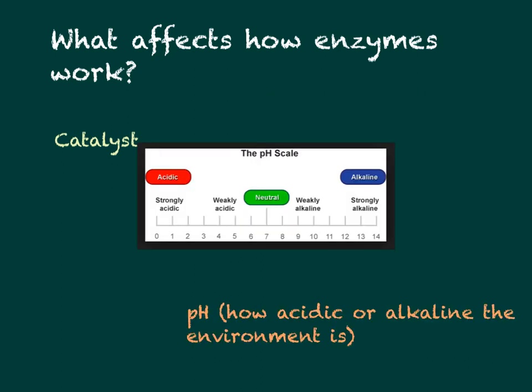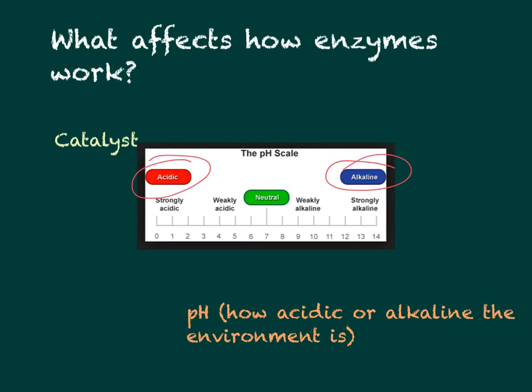The final thing that can affect how enzymes work is the pH. You learned a little bit about pH last year, and you might have learned about it in other science classes, but pH is basically a measurement of how acidic or how alkaline something is. And the environment is what we're talking about for your enzymes here. Generally, your enzymes are going to have a very specific pH in which they work.